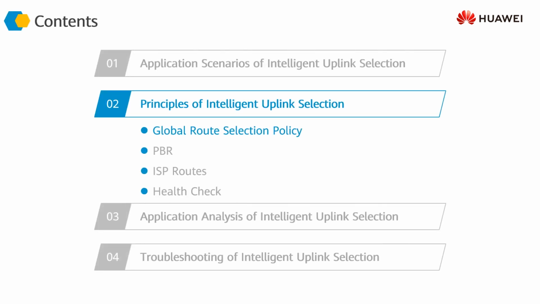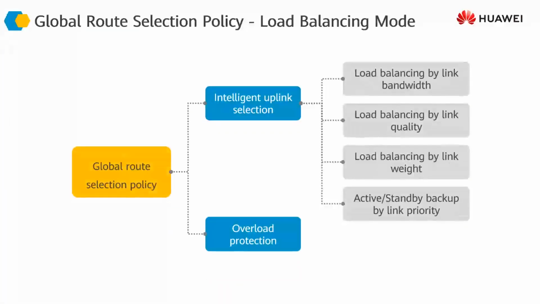If you look at the global route selection policy, we've got four methods through which we can influence the global route selection policy, either by looking at the link bandwidth, or link quality, or link weight, or link priority. So bandwidth, quality, weight, and priority, these are the four criteria based on which we can influence the global route selection policy.